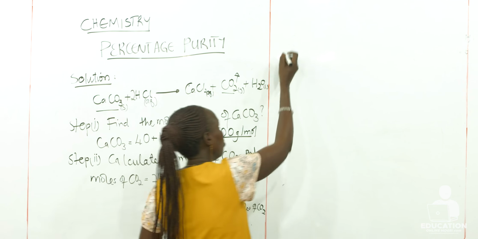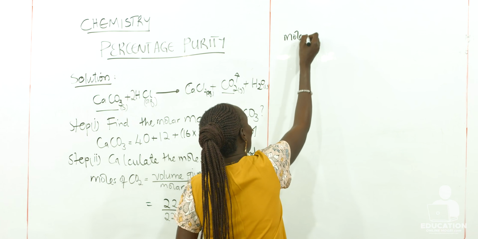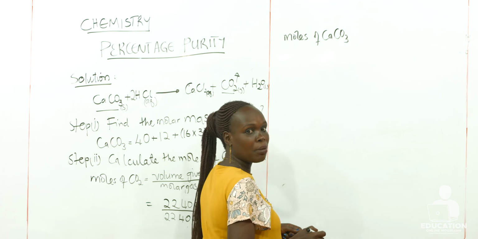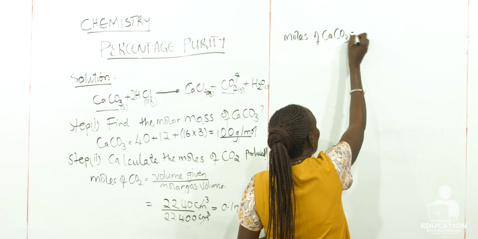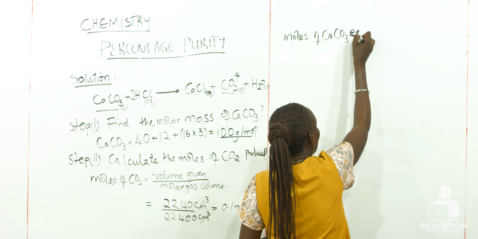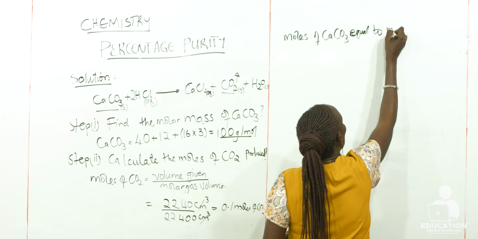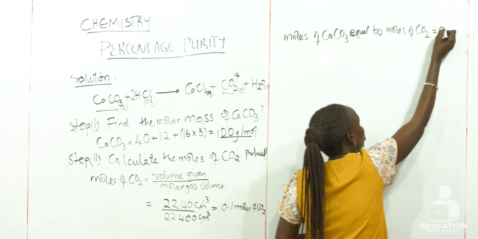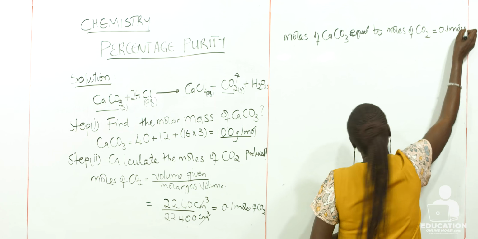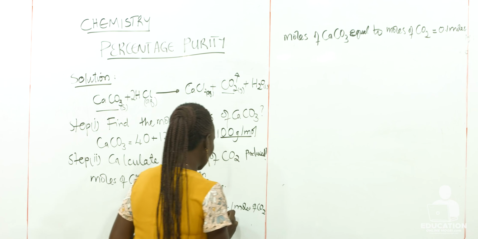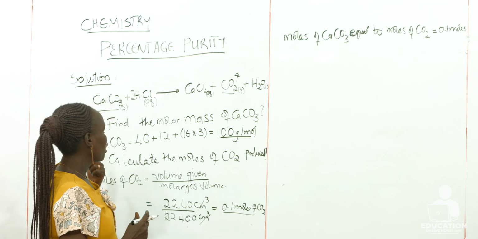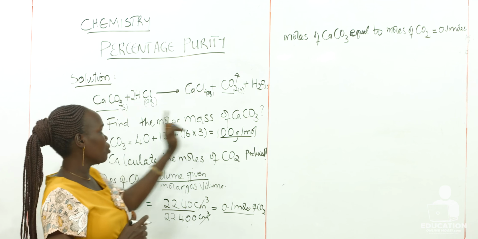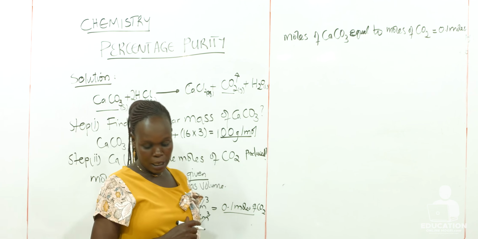So we need to remember that moles of calcium carbonate is equal to moles of carbon dioxide, which is 0.1 moles. So the moles given here is the same as the moles of carbon dioxide. Why do we say so? Because 1 mole of calcium carbonate produces 1 mole of carbon dioxide.